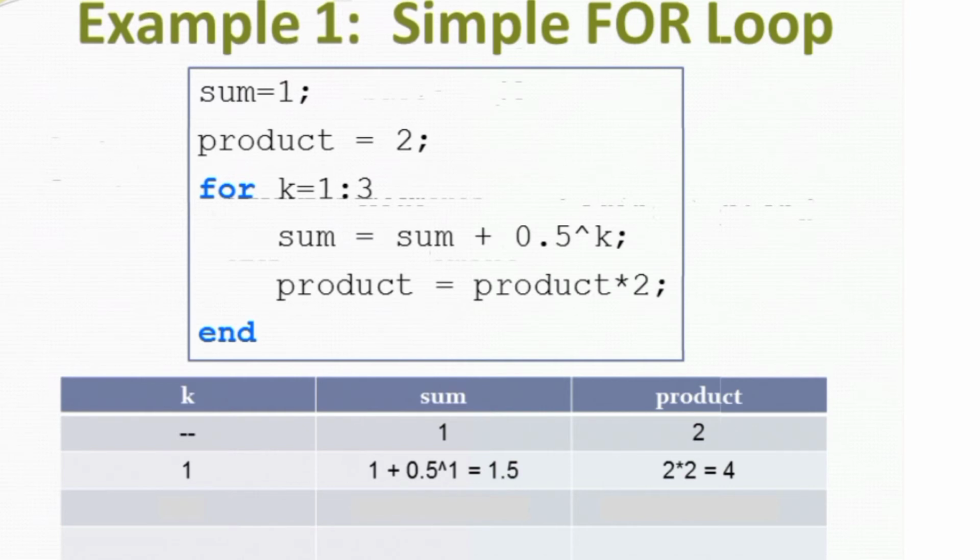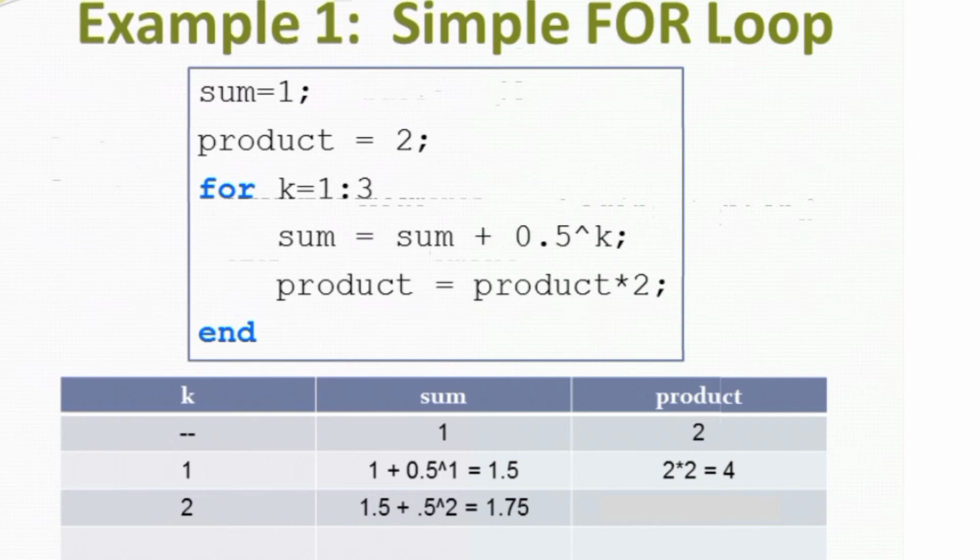We still have values of k to go through, so we would repeat. Our k would take on the value of 2. Now we go through and we perform those 2 calculations again. So now our value of sum is 1.5, and we add to it 0.5 squared. So 0.5 squared is 0.25. So we have 1.5 plus 0.25 gives us 1.75 is the new value of sum.